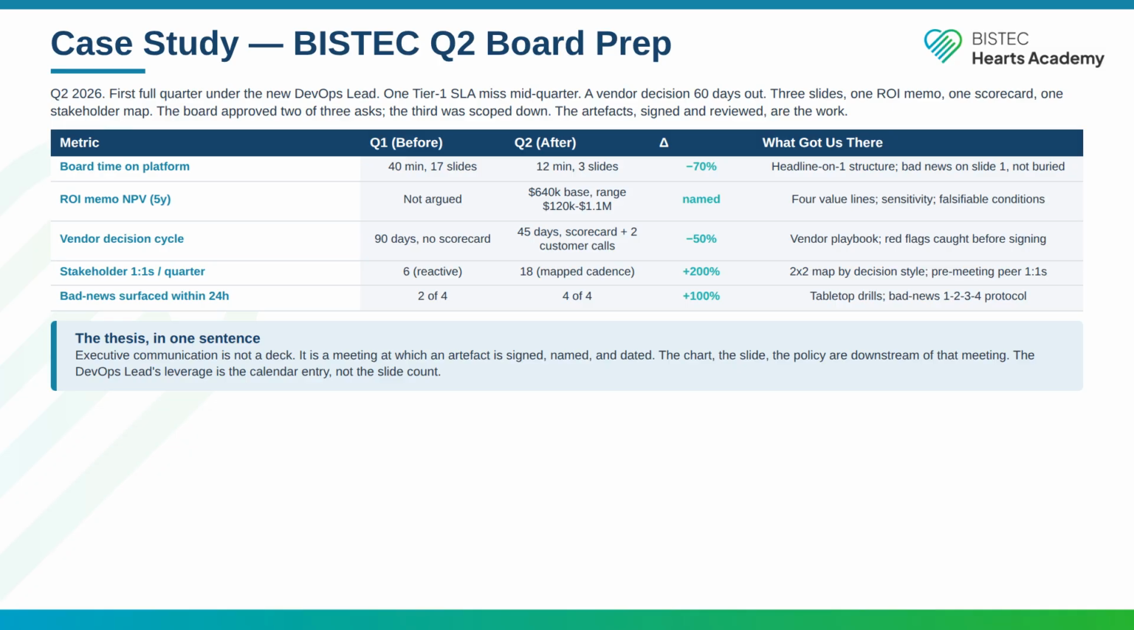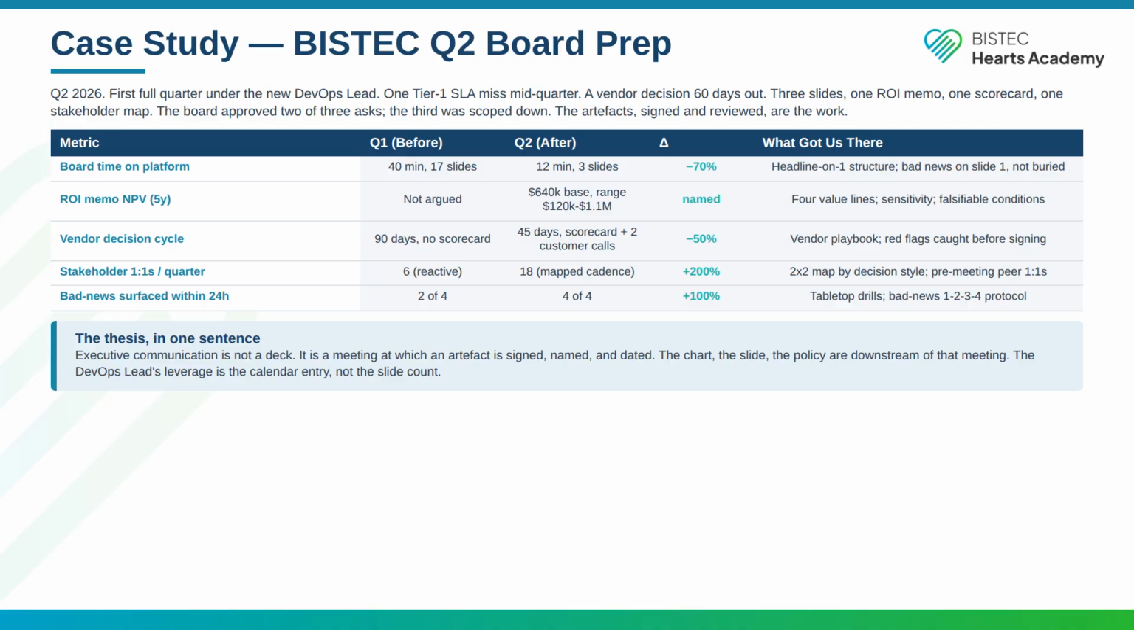ROI memo NPV at 5 years went from not argued to 640K base, range 120K to 1.1 million. 4 value lines, sensitivity, falsifiable conditions. The CFO funded the base case and the conditions that flip it.